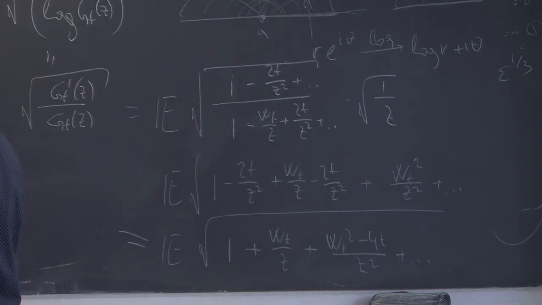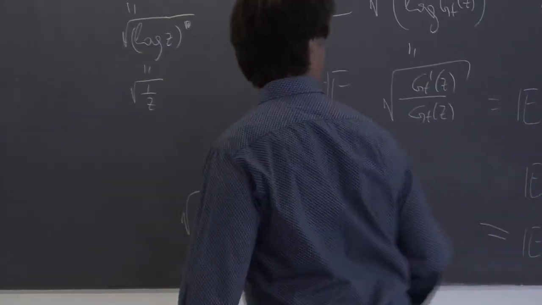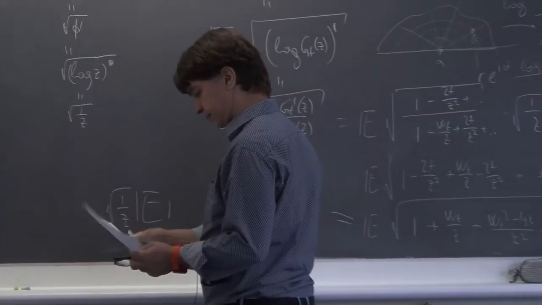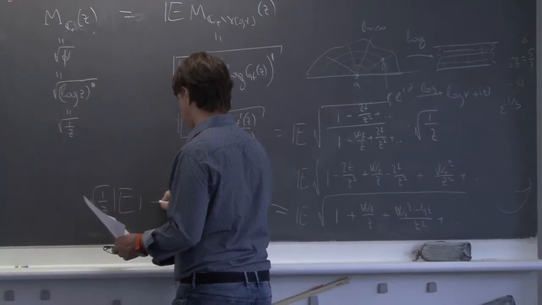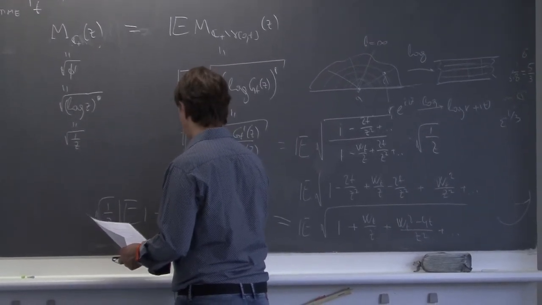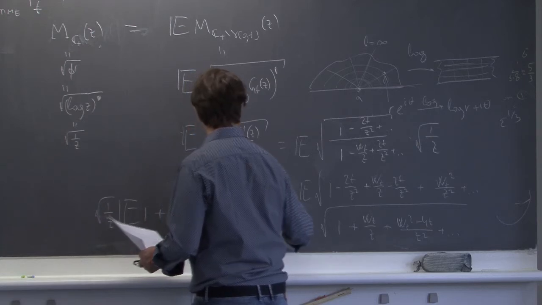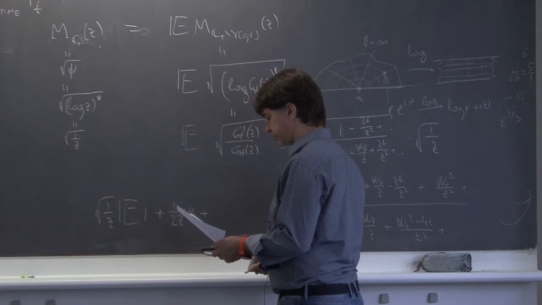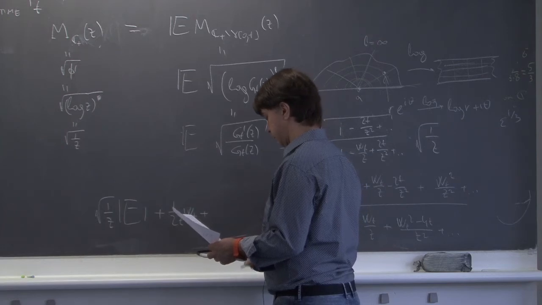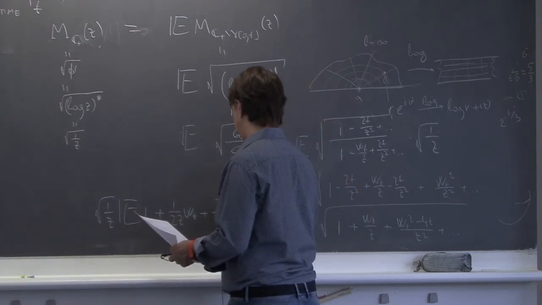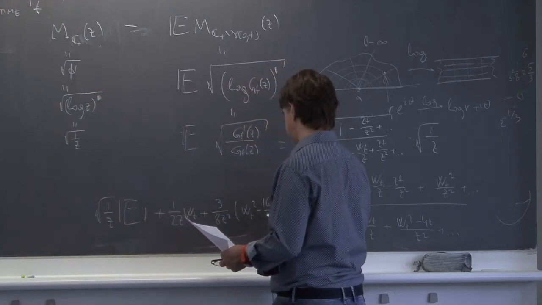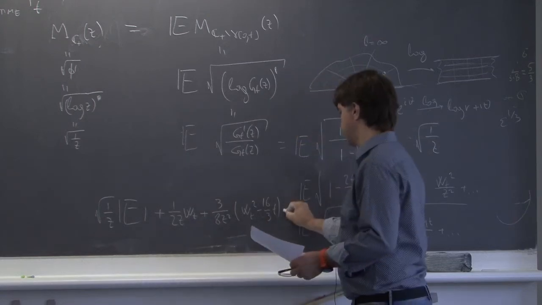So it's the expectation of square root of 1 over z, which we always had. And then this expands as 1 plus 1 over 2z wt plus 3 over 8 z squared wt squared minus 16 over 3 t, plus small order terms.